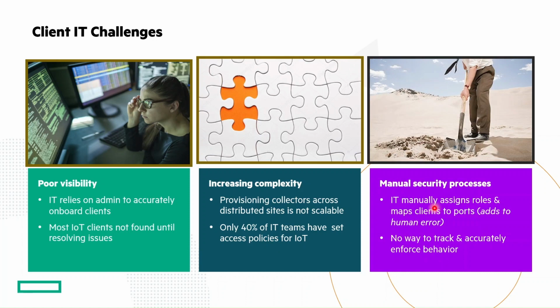Last is manual security processes. Once clients have been identified, automated monitoring and policy enforcement are required to reduce the need for manual intervention. Without that, IT teams will have to rely on manual processes to assign rules, track, and enforce behavior. This will result in inefficiencies.